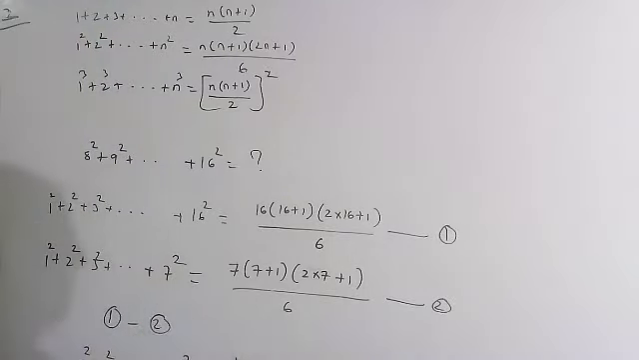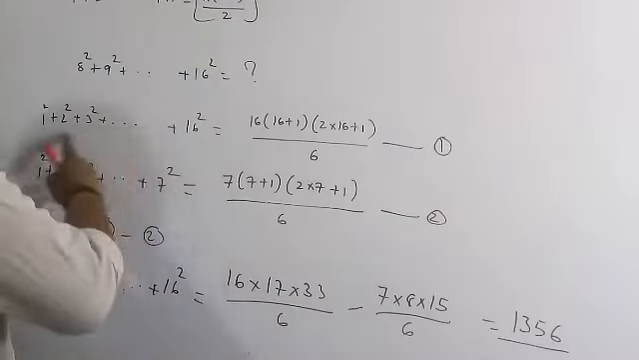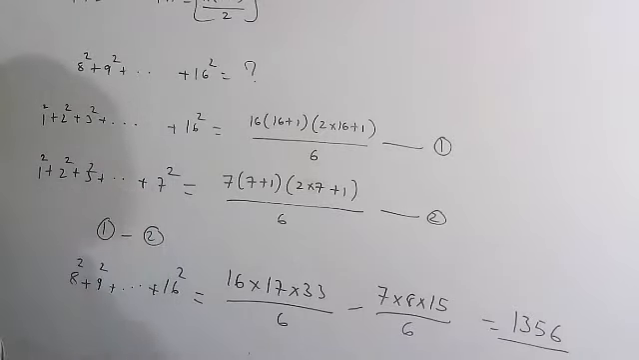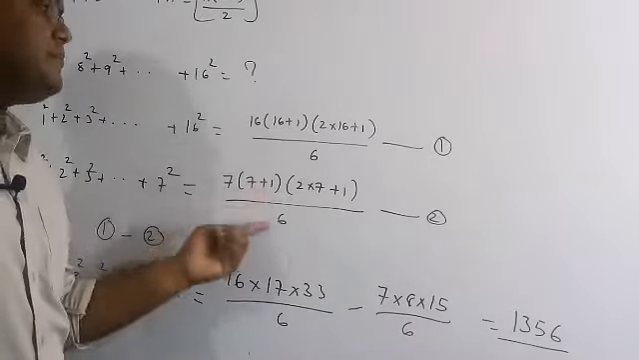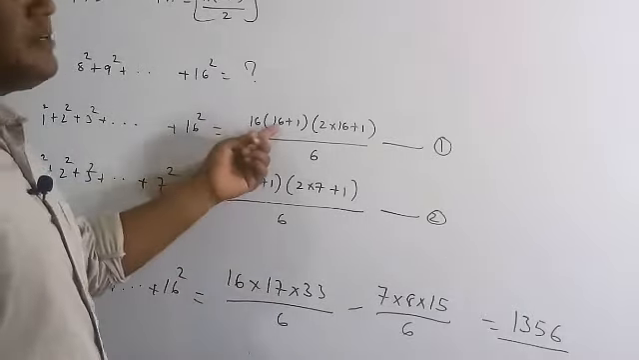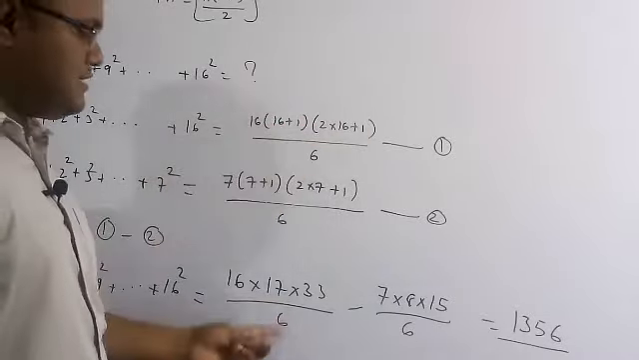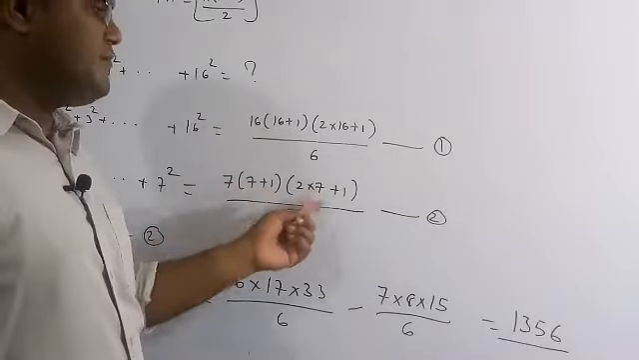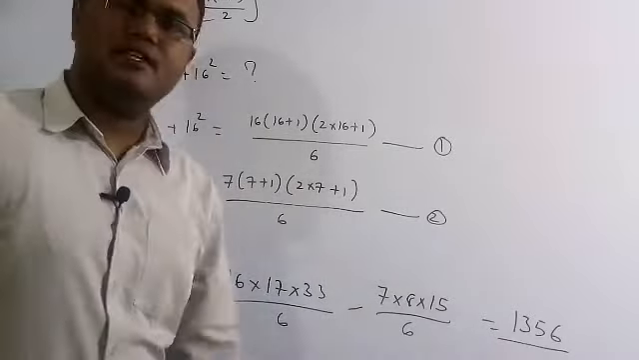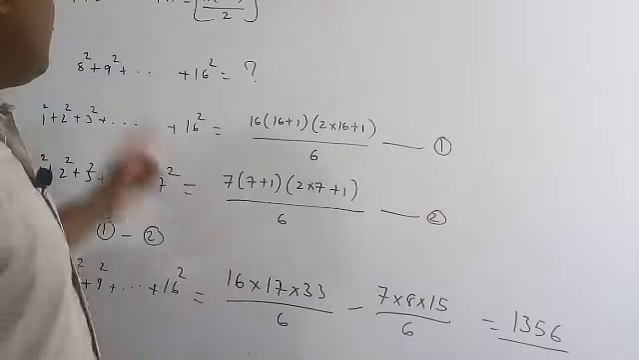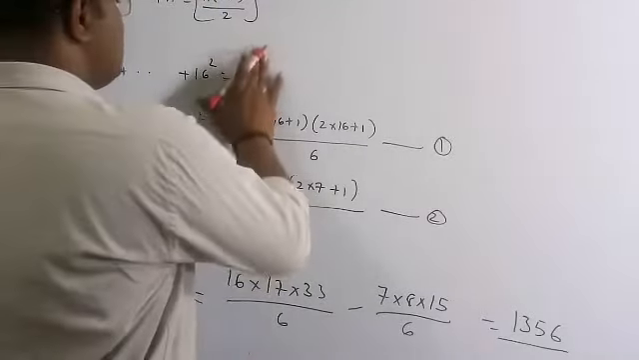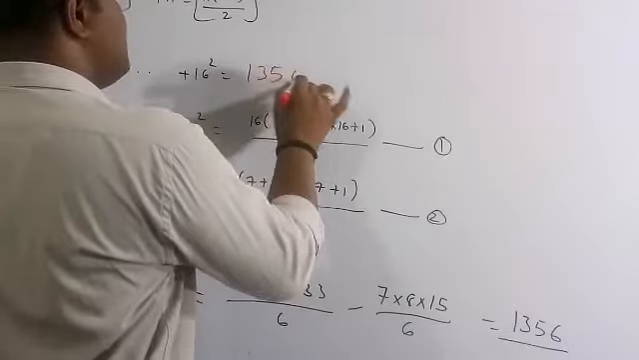If you do the subtraction, first minus second, the first is from 1 square to 16 square, and the second is from 1 square to 7 square. The common terms, 1 square to 7 square, both get cancelled, and the remaining terms are 8 square to 16 square. This is what we need to figure out. So now we subtract these two values. 16 into 16 plus 1 is 17, 2 into 16 plus 1 is 33. So 16 into 17 into 33 by 6 minus 7 into 8 into 15 by 6. If you solve this, we get the answer 1356. So from 8 square, 9 square up to 16 square, the answer is 1356, and this is the correct solution of this question.